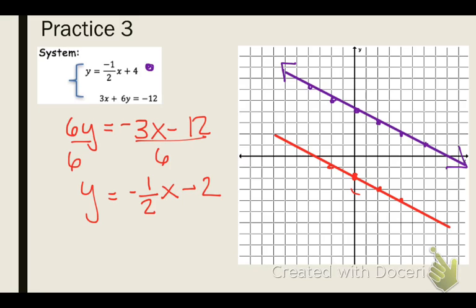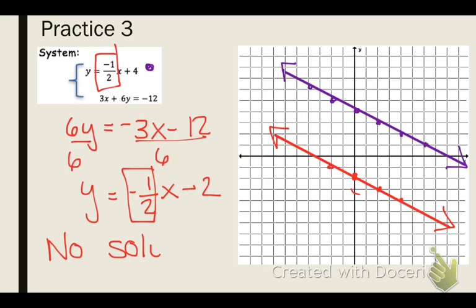Okay, so hopefully you see that these lines are parallel to one another, and maybe you identified that early on because they had the same slope. If they're parallel, they have nothing in common. No ordered pair will satisfy both lines, so there is no solution to this one.